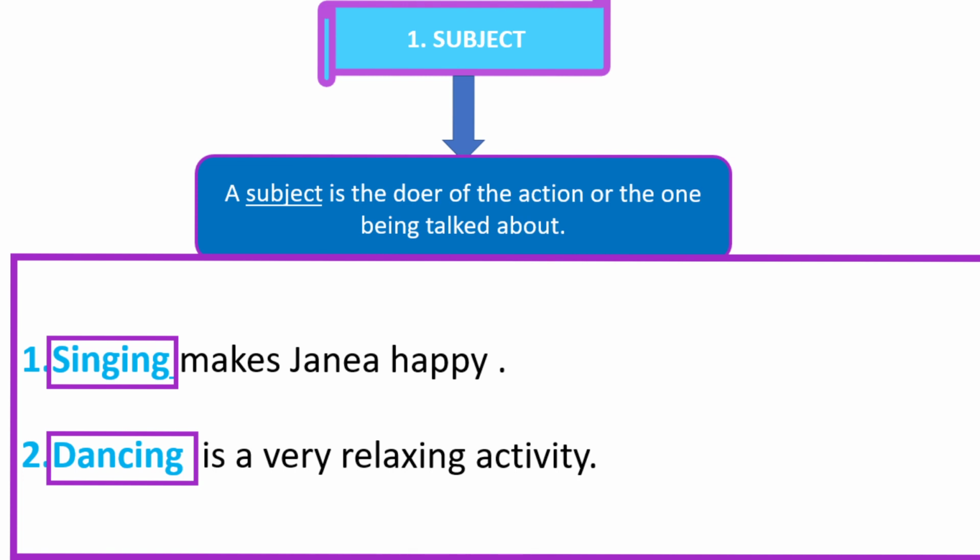Number two, dancing is a very relaxing activity. Dancing here is the gerund that functions as a subject of the sentence. What is a very relaxing activity? Dancing. So dancing is the one being talked about.